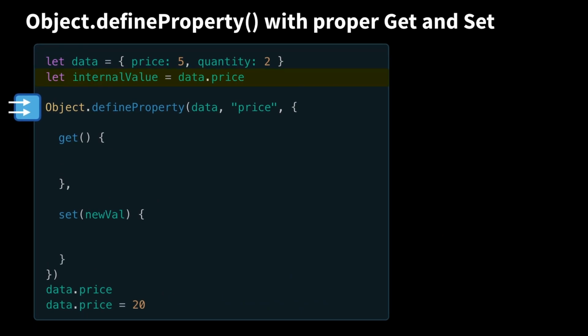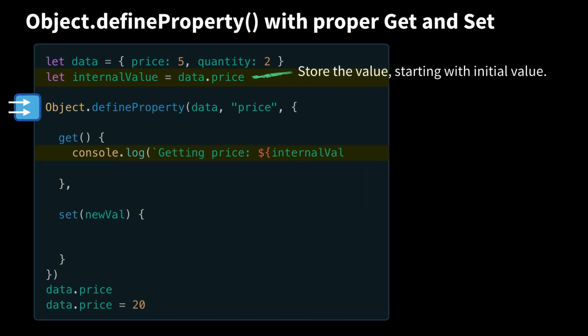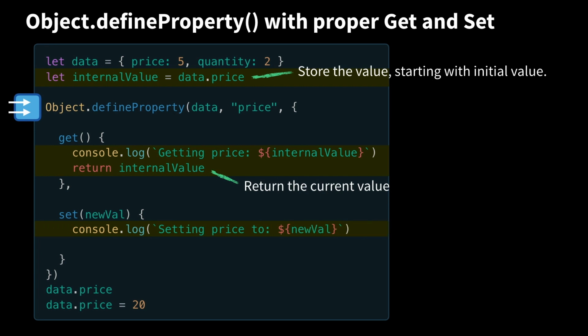Let's do that now by creating an internal value variable, which will store the value starting with our initial value. Then we'll log out the value we're getting and return the internal value. That will just be our current value. Then, when we call set, we'll log out what we're setting the price to, and then we'll actually set the internal value to this new value.